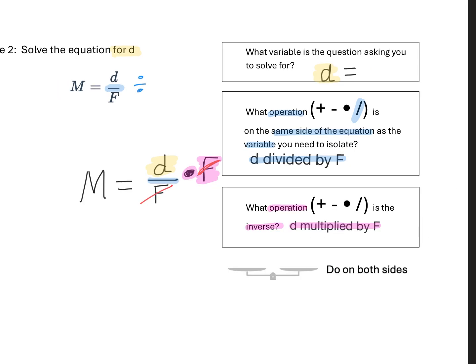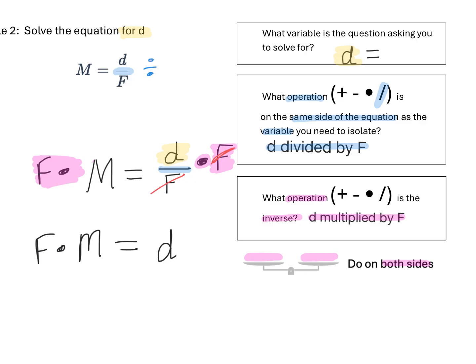But I also must remember that I need to do that inverse, that multiplication, on both sides of the equal sign. So I am going to put my multiplication on the left-hand side as well. And now I have my D isolated and the F times M on the other side of my equation.